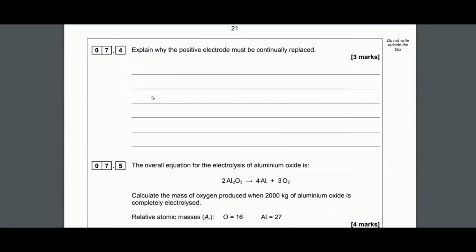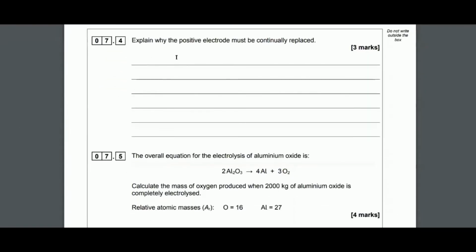Okay, explain why the positive electrode must be continually replaced. So the electrode, the positive one in the electrolysis of aluminium oxide, is made of carbon. You can say graphite, because graphite is an allotrope of carbon.